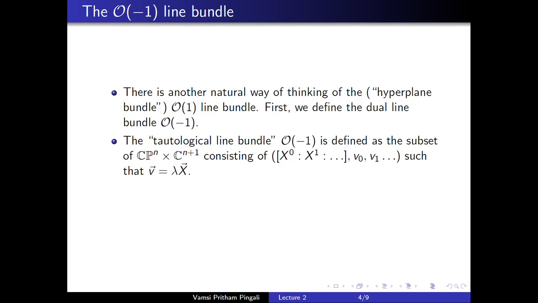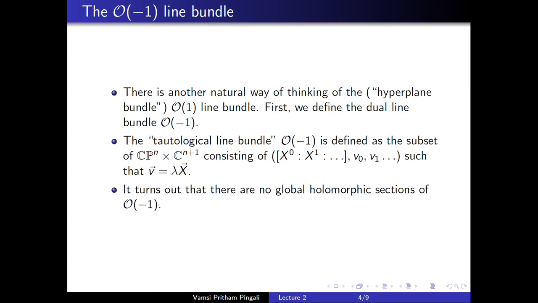It's not very hard to see that this family of vector spaces varies holomorphically and locally trivially. In other words, this subset with this projection map forms a holomorphic line bundle. The most obvious line bundle one can think of, it's the tautological line bundle. Its dual can be interpreted as O(1). That's another way of thinking of O(1).